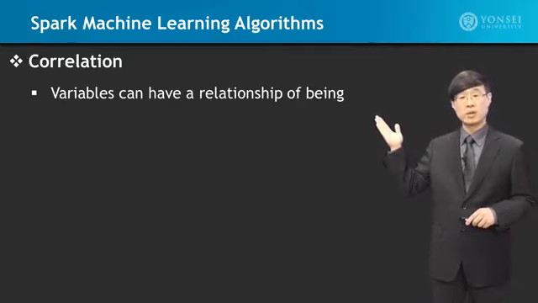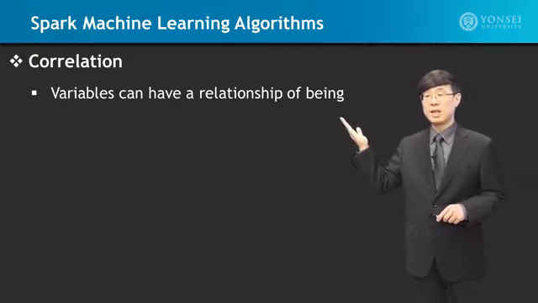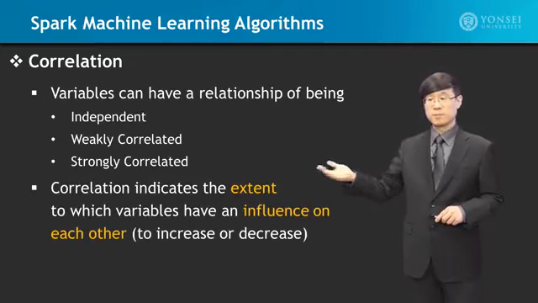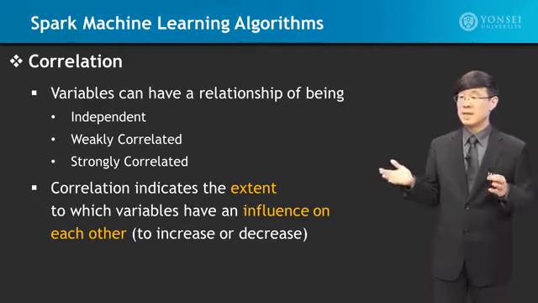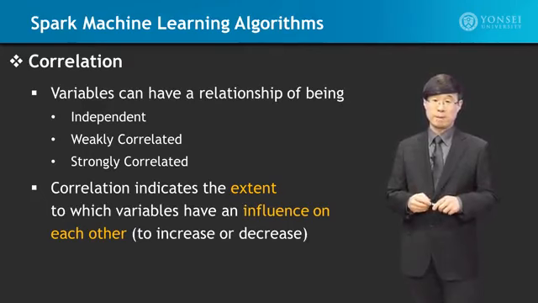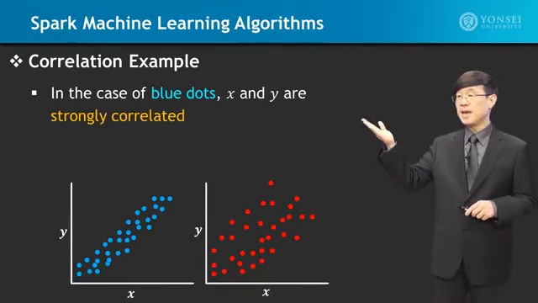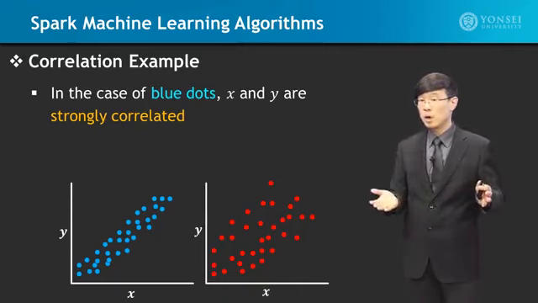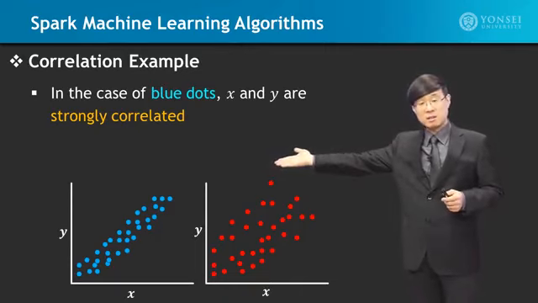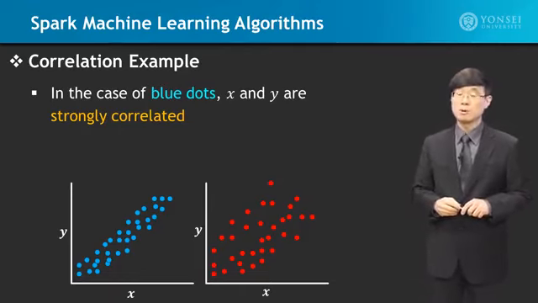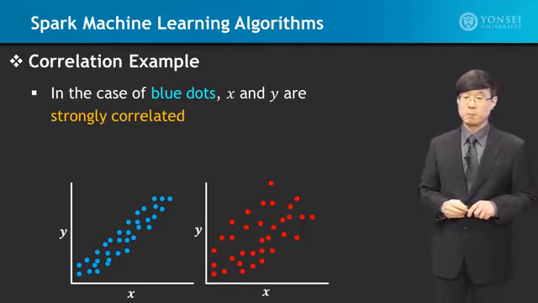First, we'll start with correlation. Variables can have a relation of being independent, weakly correlated, or strongly correlated. Correlation indicates the extent to which variables have an influence on each other, to increase or decrease each other. For example, the blue dots for the x and y axis that you see are strongly correlated. How do we know? Well, they are on a diagonal structure, which means that when x increases, the y value will most likely be a large value as well.